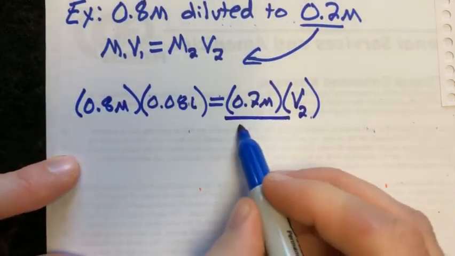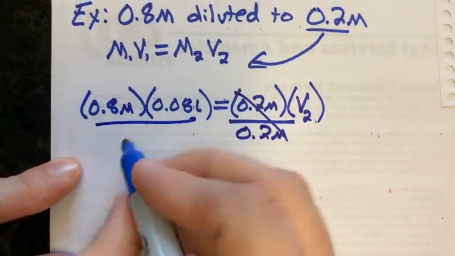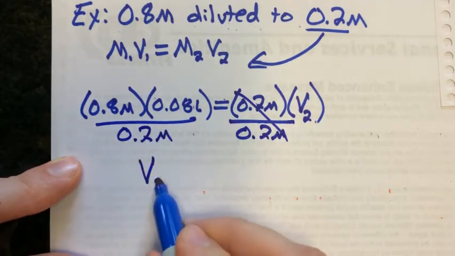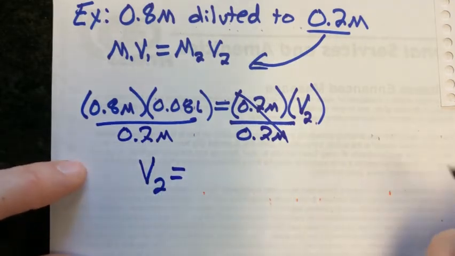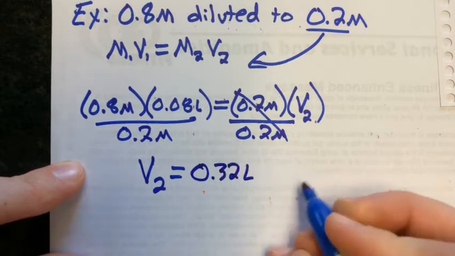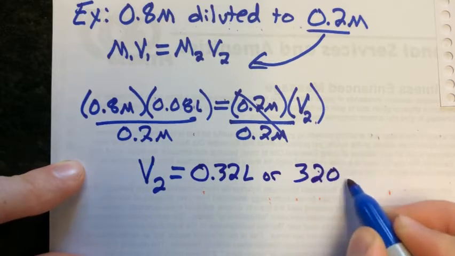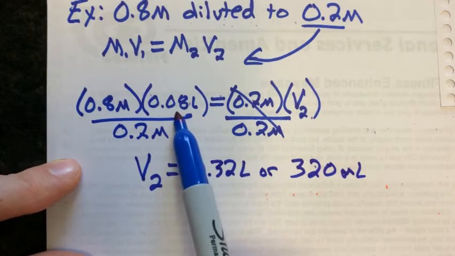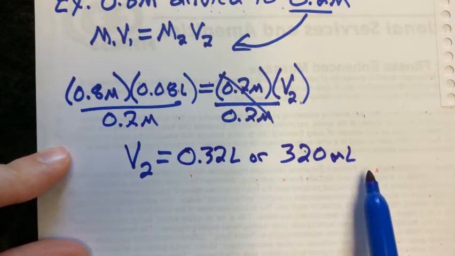So pretty easy. We need to divide 0.2 to both sides. And we come out that after we dilute it, the total volume for V2 is going to be 0.32 liters, or 320 milliliters, which makes sense. We started with 80 milliliters and we had to add enough so that we ended up with 320 milliliters of our diluted solution.